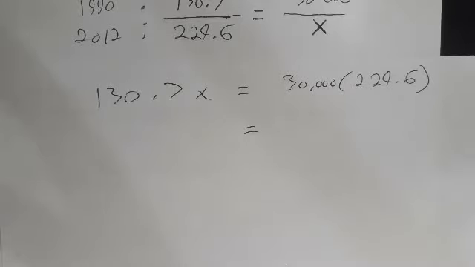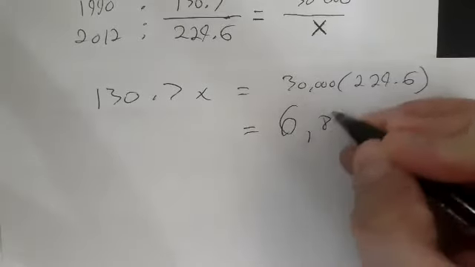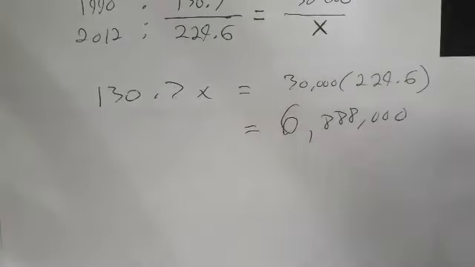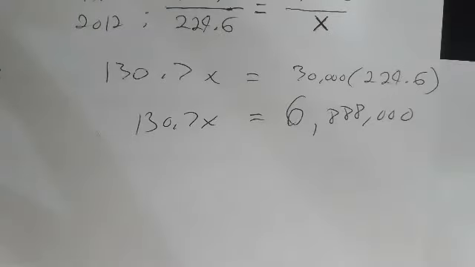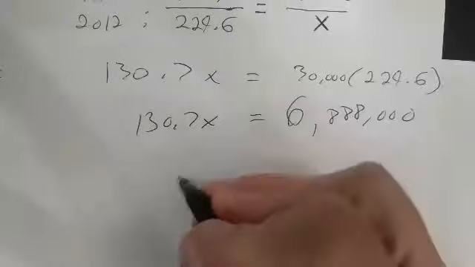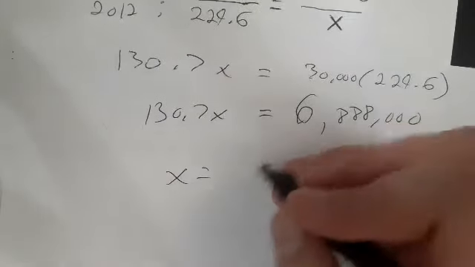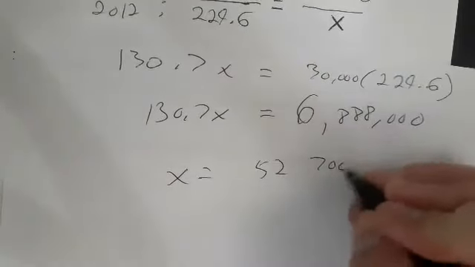So this is 6,888,000. Definitely use a calculator at this point for these large numbers. So 30,000 times 229.6 gives me that number. Now I'm dividing by 130.7, and I'm getting something like 52,700.84.